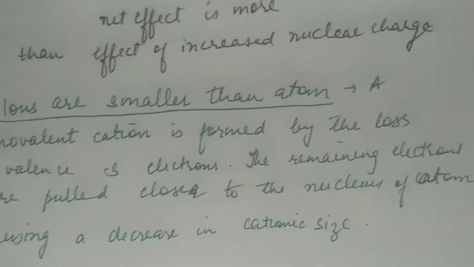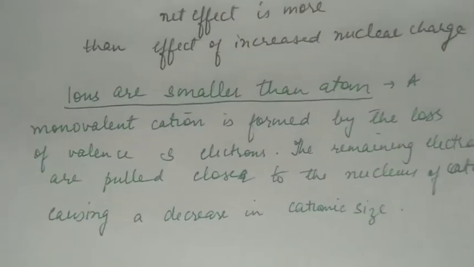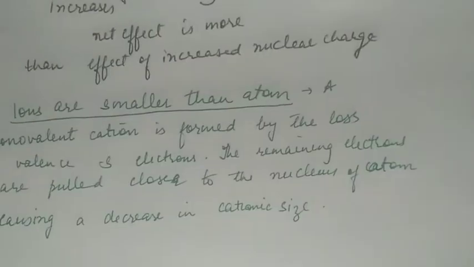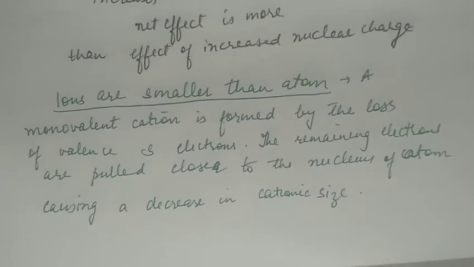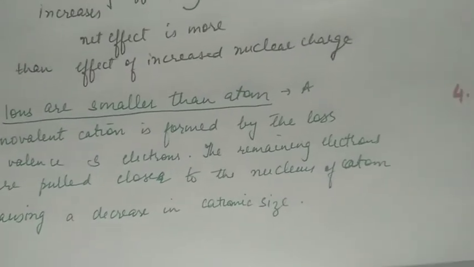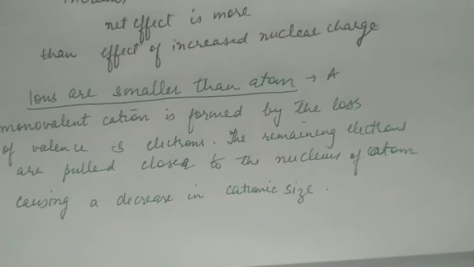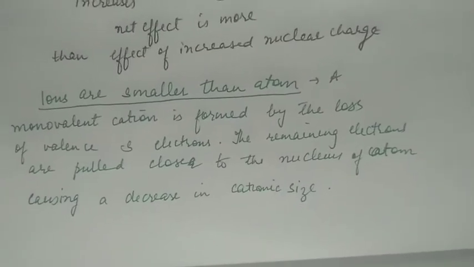Ions are smaller than atoms. A monovalent cation formed by the loss of the valence s electron will be smaller in size. The remaining electrons are pulled closer to the nucleus of the cation, causing a decrease in cationic size.